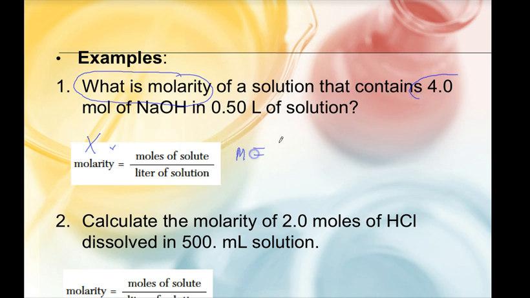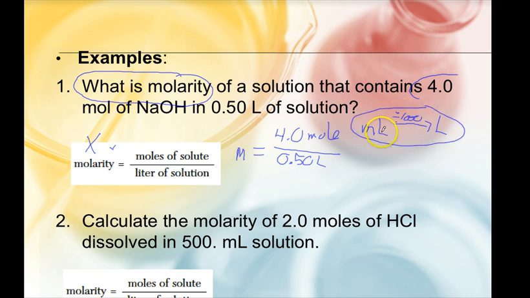So you have molarity equals 4.0 moles, and they give you the liters. It's 0.5 liters. A couple of things to keep in mind. If they gave you milliliters, you would have to convert to liters. So if you remember, milliliters to liters, you divide by 1,000. So 1,000 milliliters would be 1 liter. In other words, move the decimal 3 places to the left. This is fairly simple. If you have 4 moles over 0.5 liters, you're going to get 8.0 moles per liter, or an 8 molar solution.